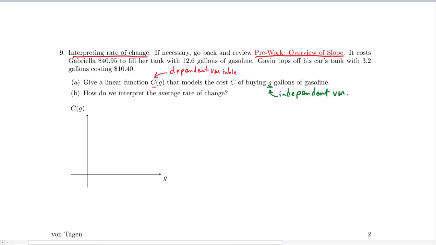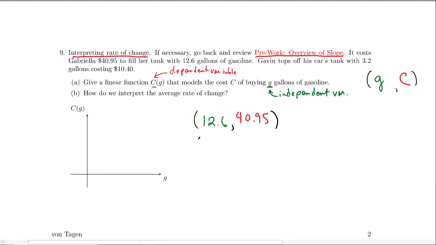So when we go to think about how our ordered pairs are going to look, our ordered pairs are going to have the form G for the number of gallons that we get, comma, C for the cost of that gasoline. So I've given you enough information here to construct two ordered pairs. The first ordered pair that we can construct is that the number of gallons for Gabriella was 12.6 gallons, and the cost of filling that tank was $40.95.